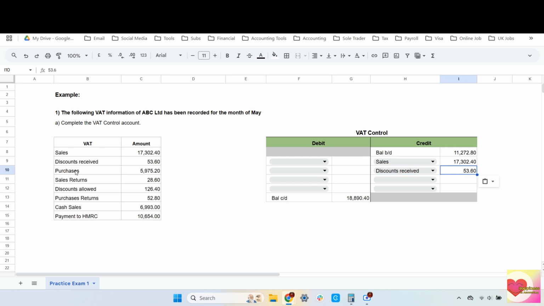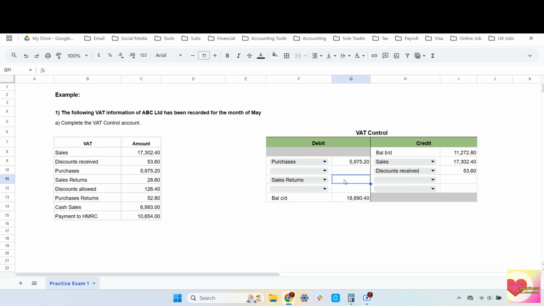Next, purchases, which we record in debit, so we will record the VAT in debit as well. Next is sales returns, which decreases our sales. We record sales in credit, so the sales returns that decreases our sales should be recorded in debit. And the VAT should go to debit as well.